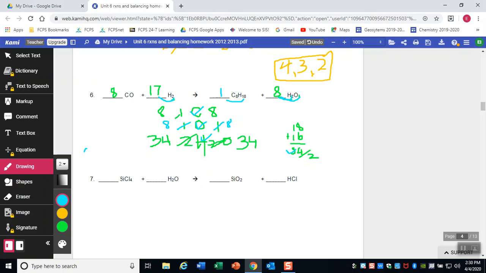So my coefficients would be 8, 17, 1, and 8. All right, you can only change the coefficients. You cannot change the subscripts. And now it's balanced.